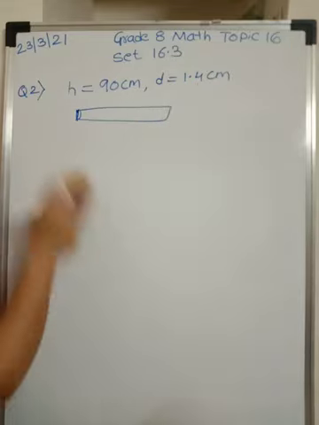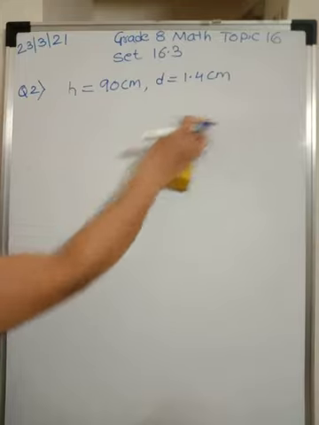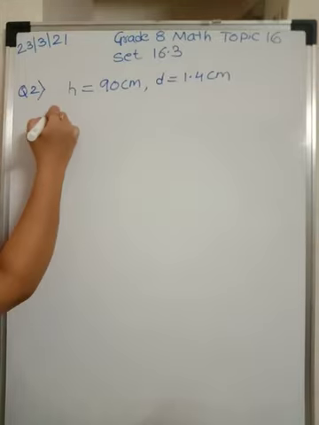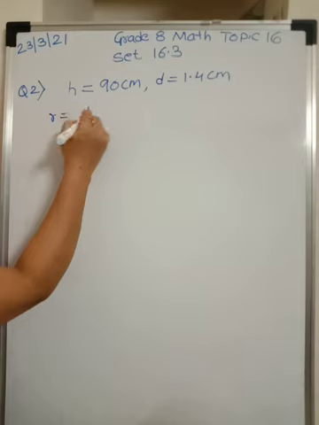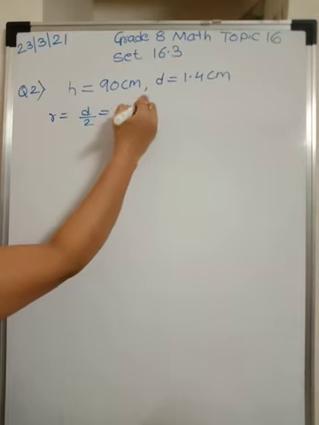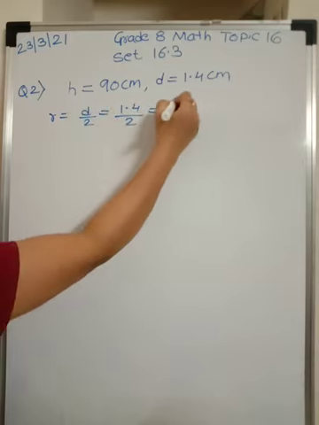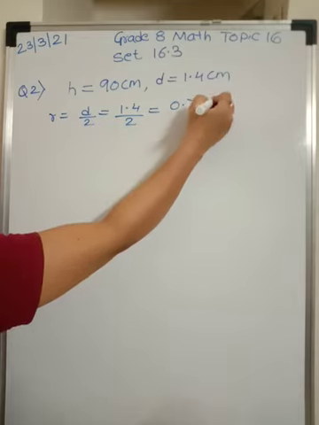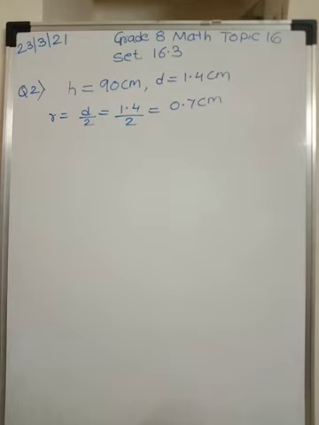Now see, if diameter is 1.4, how much would be the radius? Radius is half of the diameter. So radius is diameter upon 2. It would be 1.4 upon 2, which is equal to 0.7 centimeters. I hope this is clear.